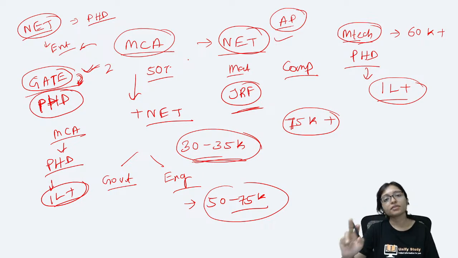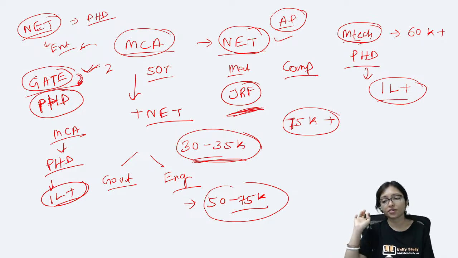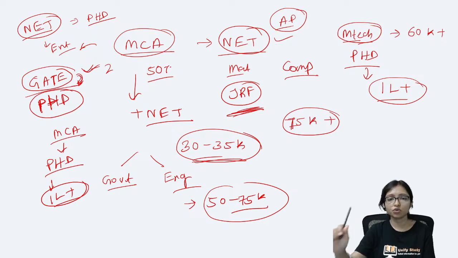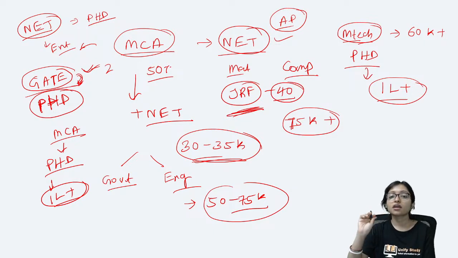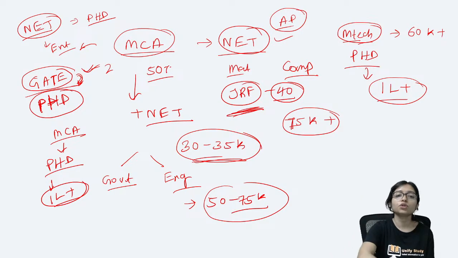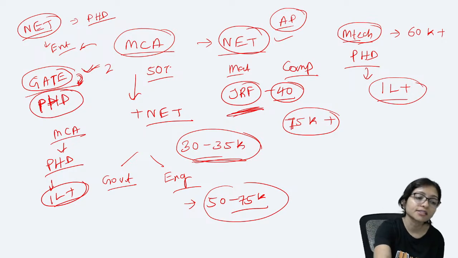You have to attempt the entrance. If you have JRF, then no need to attempt the entrance, otherwise you have to attempt it. For JRF you are getting 40 marks for the entrance, so you need not do it. But if you don't have JRF, then you have to attempt. Okay, got it? That's why this is important.